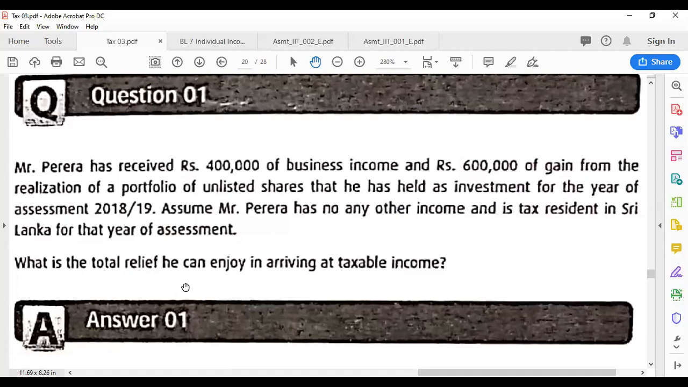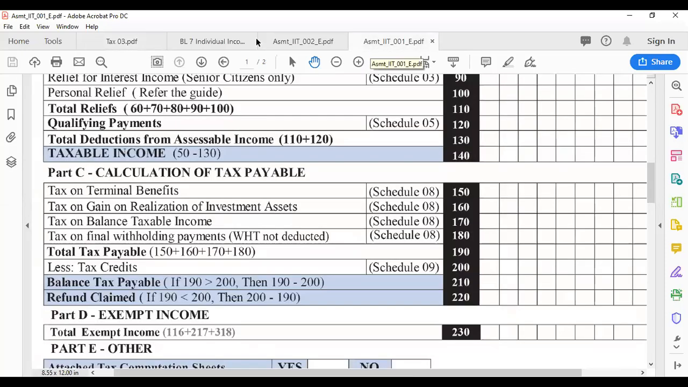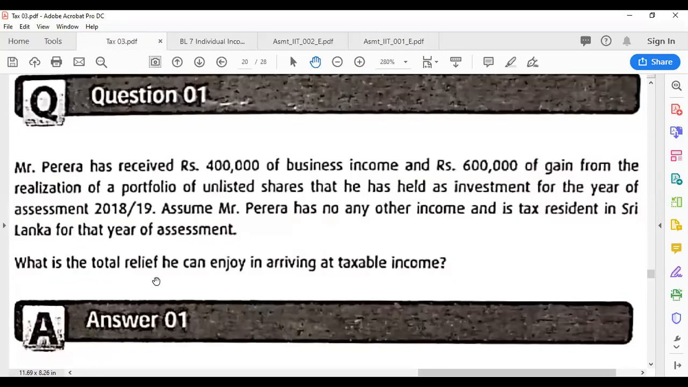Right. When you look at Mr. Pereira, he has only two sources of income. Number one, business income that is equal to 400,000 and capital gain 600,000. The question is about what is the total relief he can enjoy in arriving at taxable income.